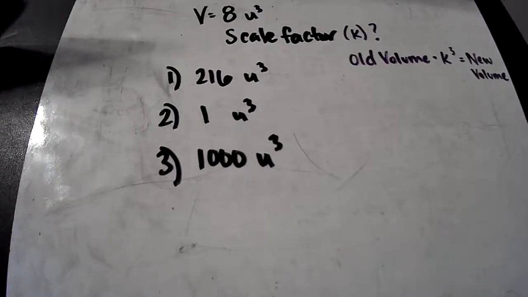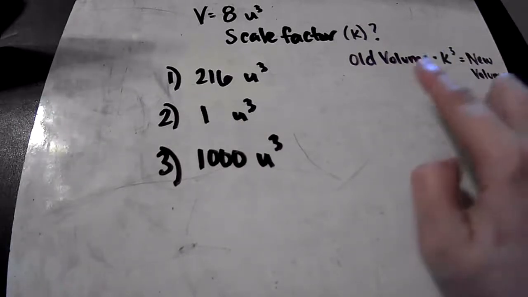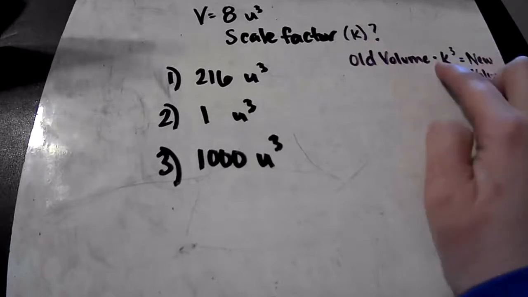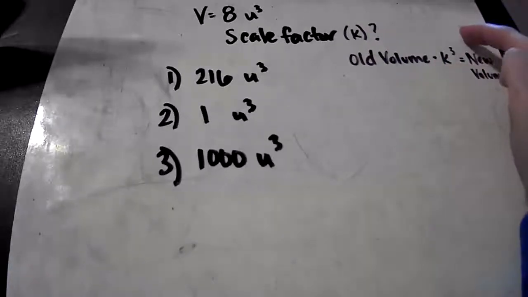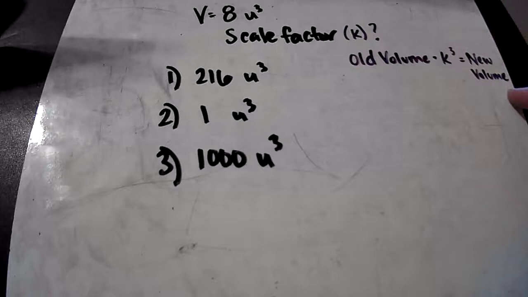All right, this is Unit 5, Lesson 7, Problems 1, 2, and 3. So for these problems, we're talking about volume, right? And in this lesson, we have been talking about how you can take the old volume, multiply it by the scale factor cubed, and that's going to give us the new volume.